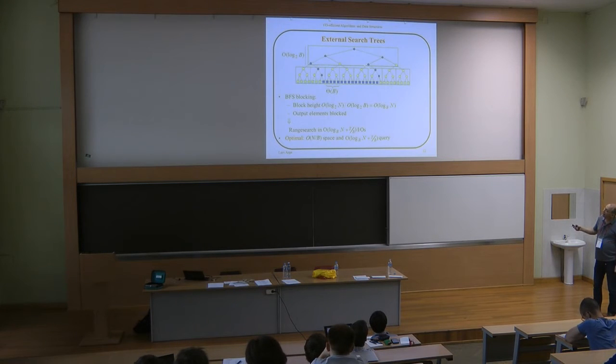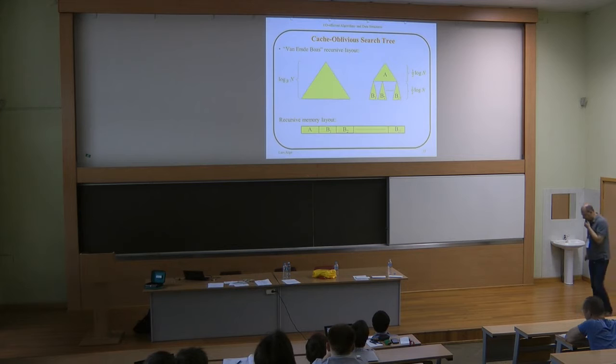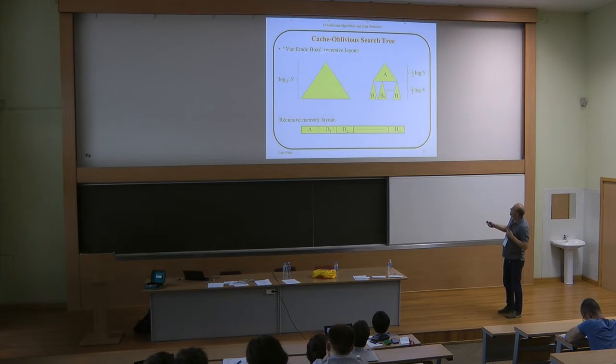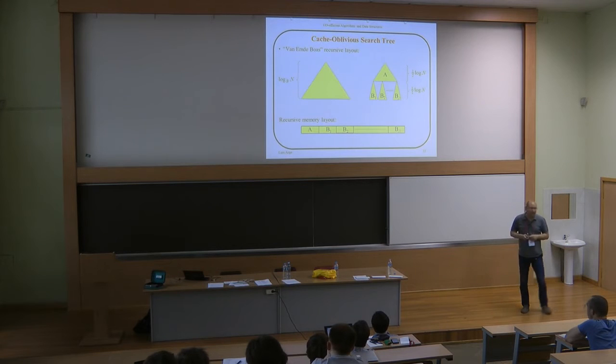And what did I do here? Here I took my binary tree and I blocked it in a way that's highly dependent on B, right? I said put the top B nodes in this block and recurse. I cannot do that when I'm not allowed to use B, right? So what do I do in the cache oblivious model? Well, I use this thing we usually refer to as the van Emde Boas recursive layout.